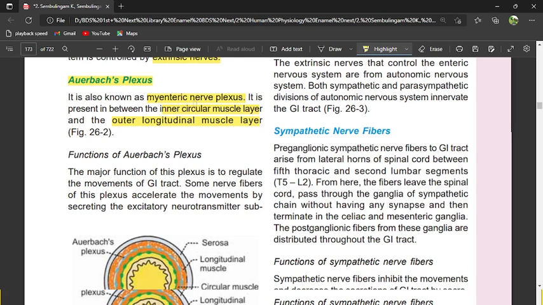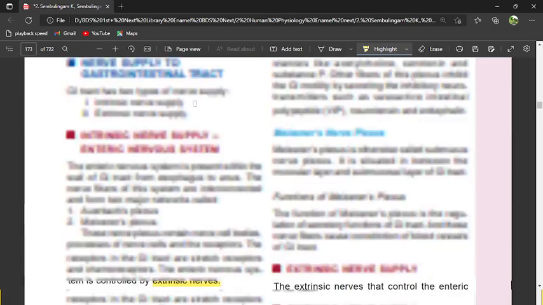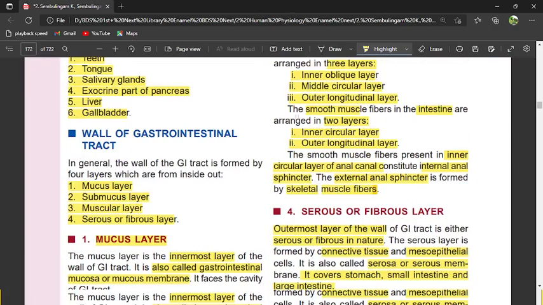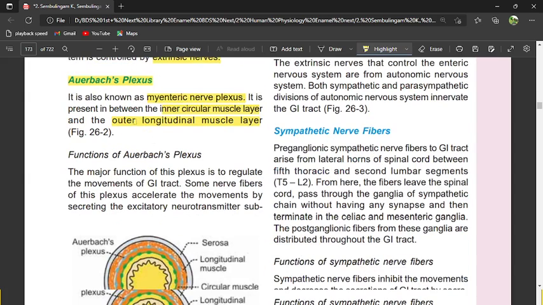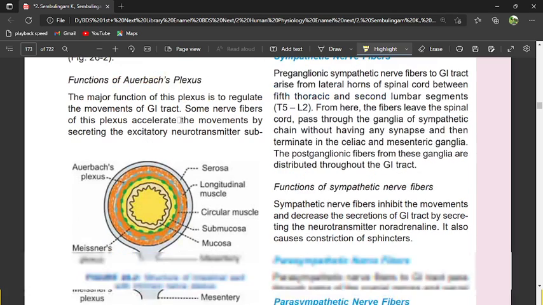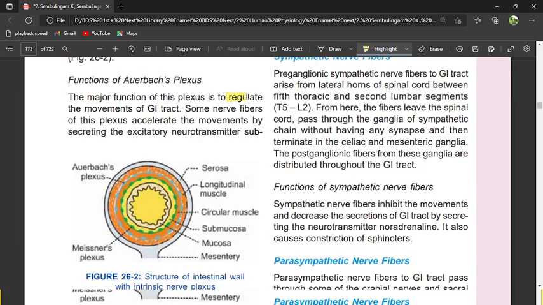So inner is circular, correct, and outer is longitudinal. ऊपर हमने कुछ points पढ़े थे, right? Inner circular and outer longitudinal, right here it is telling the same thing. So Auerbach's has these two types. What is the major function of this? It regulates the movement of the GI tract.